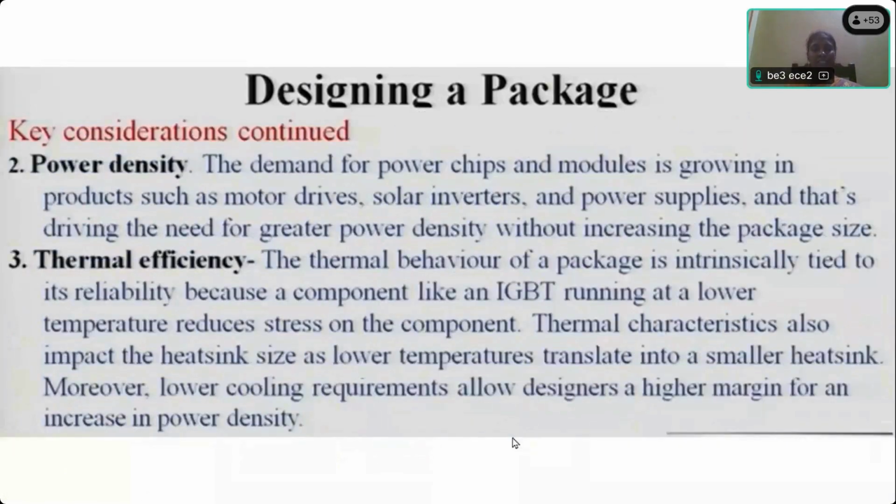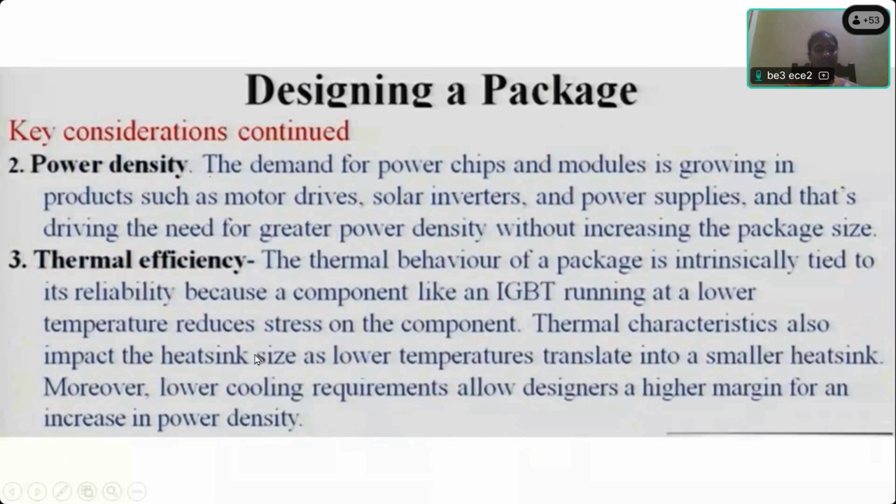So first one, design rules, smaller footprints. Second one, power density. As I told you, how much power is dissipated, those things we have to take care. The power dissipation should be minimum because the devices are becoming handy. That comes under power density. Thermal efficiency. Thermal efficiency means power dissipation is there, heating is going on. When the transistor gets heated, what we are doing, heat sink should be provided.